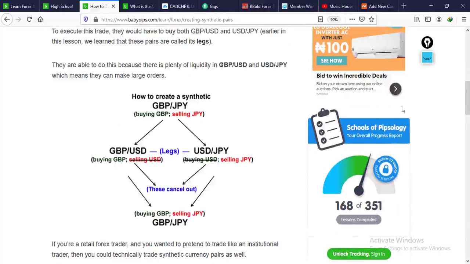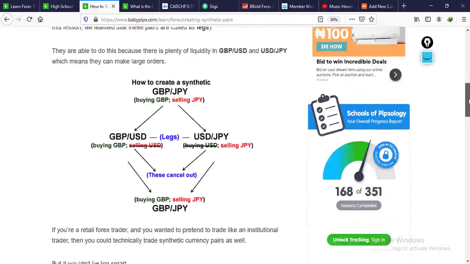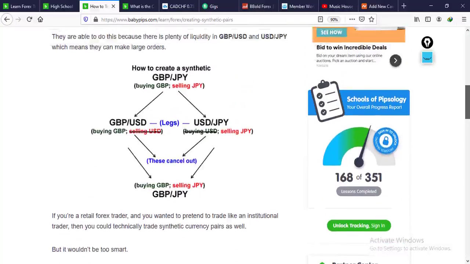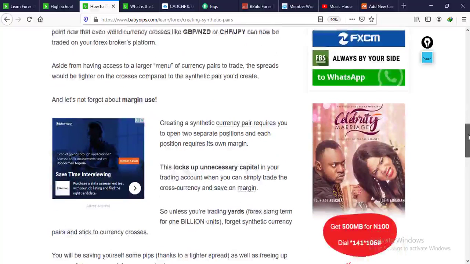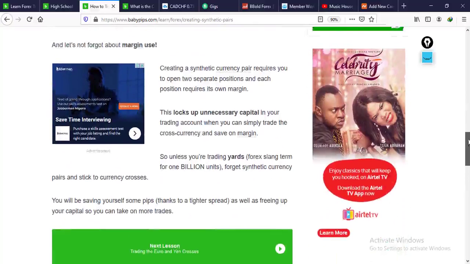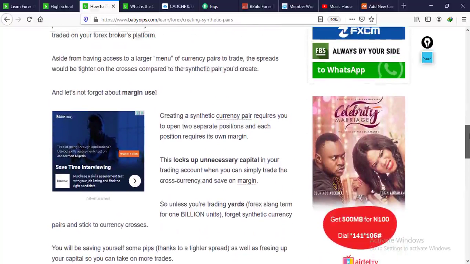Now, two separate trades. Here's a diagram about how it goes. I'm not going to explain it. I think it's simple. One is canceling the other, okay? But if you are a retail forex trader and you want to trade like this, it's going to take a large sum of your account, and it is not advisable for you to do that. You'd be holding money in two particular trades. Perhaps that's a trade you don't want to take. That's a risk you don't want to lock up. And don't forget also margin.